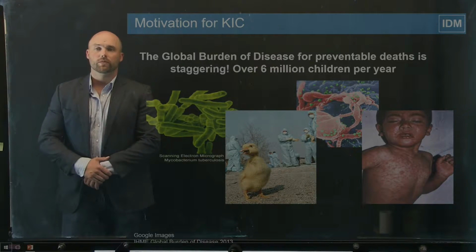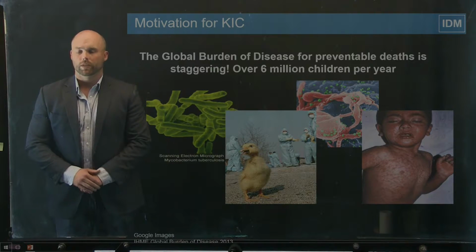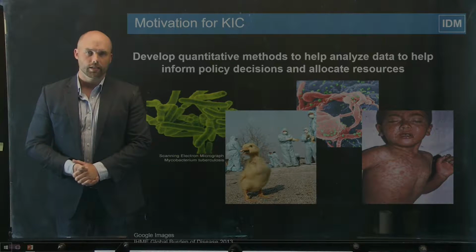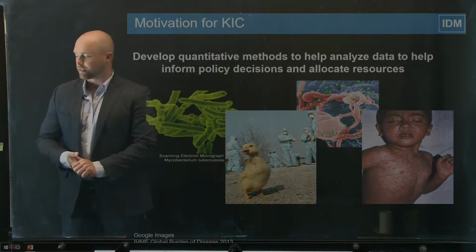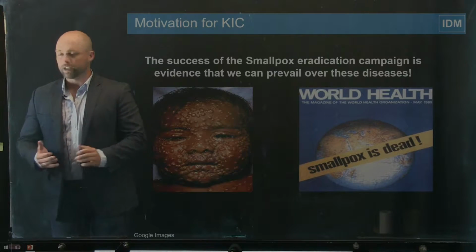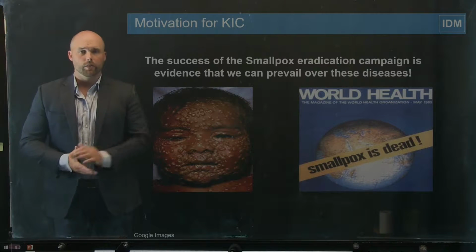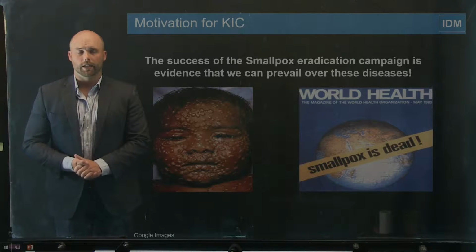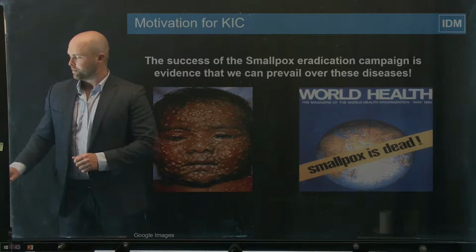Now, one motivation for developing Koopman with inputs and control is the staggering number of preventable deaths that occur each year around the world. And we want to develop quantitative methods to help analyze infectious disease data, to help inform policy decisions, and allocate resources to hopefully prevent some of these deaths. Now, one of the major events of the 20th century guides at least my own motivation behind a lot of this, and that is the fact that we eradicated a human infectious disease, namely smallpox. And we're actually quite close to eradicating another disease, polio, hopefully in the next year or two.